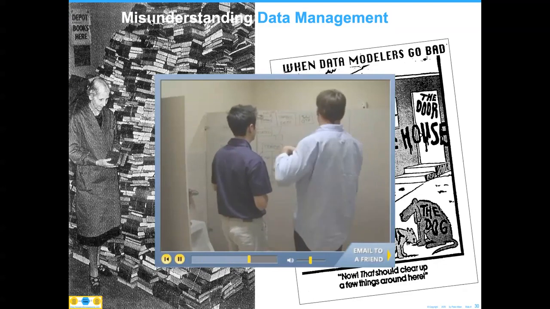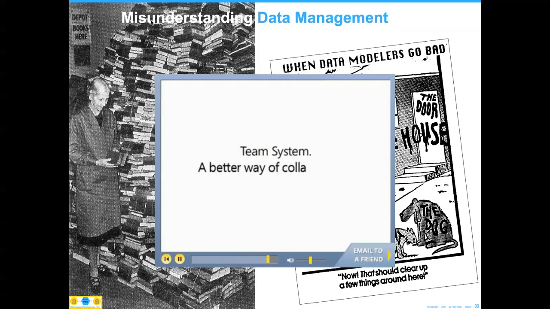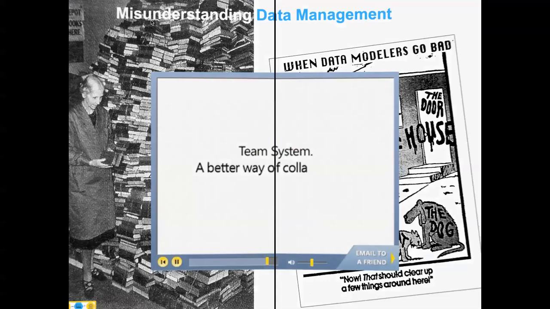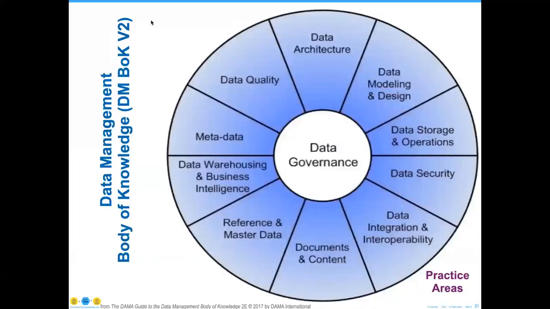I showed briefly on the previous screen a couple times this icon. Here it is in big form. This is the DMBOK. We call it the Data Management Body of Knowledge after the PMBOK, which is the Project Management Institute Body of Knowledge. I'm sorry, it seemed like a good idea at the time. If you have a better idea for it, we'd love to hear it.